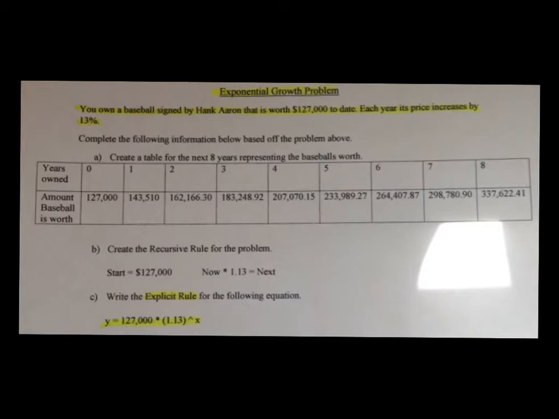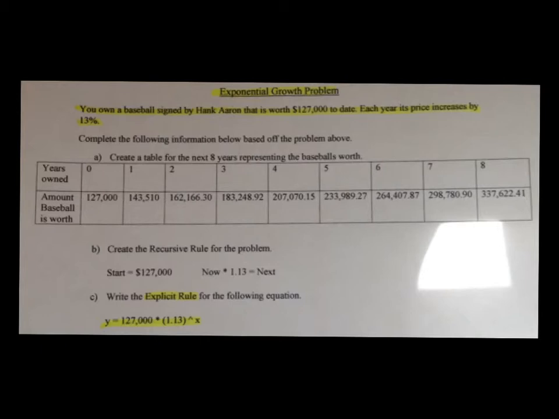For the recursive rule, you will need the start value and the now-next equation. The start value is 127,000 and the now-next rule is now times 1.13 equals next. As each year the price increases at a rate of 13%, or 113%. So what it would look like is start 127,000 and now times 1.13, which is the increasing rate, equals next.